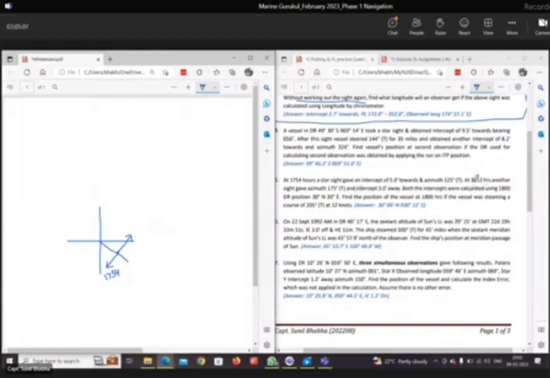जो दूसरी पीएल दे रखी है वो है एजीमुथ 175, इंटरसेप्ट 3 माइल्स अवे। तो एजीमुथ 175 का मैंने बनाया, इंटरसेप्ट 3 माइल्स अवे है, सो अपने स्केल के हिसाब से मैं 3 माइल्स अवे चला गया और ये मेरी सेकेंड पीएल आ गई। ये किस टाइम की है बेटा सेकेंड पीएल?